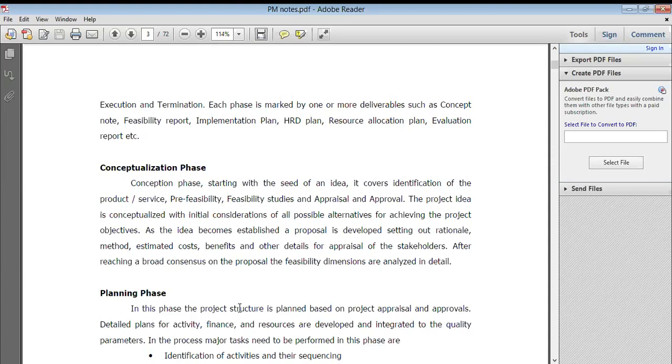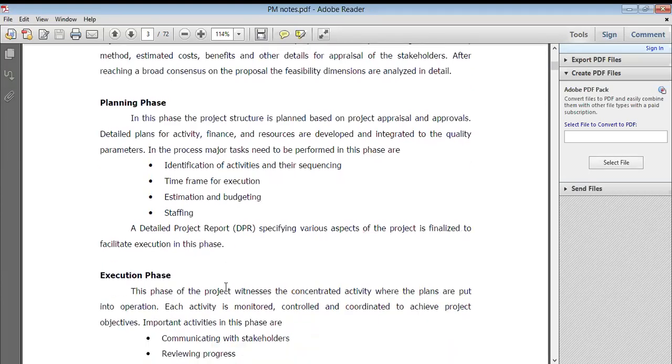Right? Now, the planning phase. What is the planning phase? In this phase, the project structure is planned based on project appraisal and approval. If you get approval, in your SIP you need to get your topic and objectives approved, and the same thing is applicable for any project. Once you get approval, you start with budget and plan. Detailed plans for activities are required, finance is required, resources are required. You start to develop your project and integrate it with the quality parameters. Then you decide the parameters, and then what kind of work you need to complete on that basis.